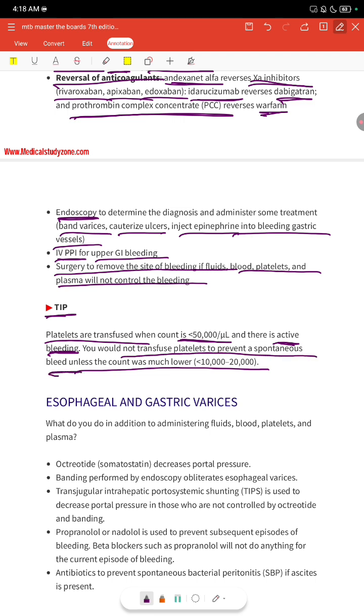So there's a difference. If there is an active bleed and the count of platelets is less than 50,000, go for platelet transfusion. But if it is not an active bleed, it is a spontaneous bleed, then you don't have to transfuse platelets unless the count is much lower, that is less than 10 to 20,000.